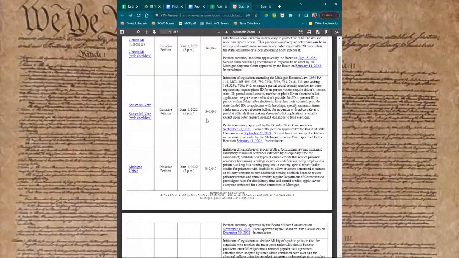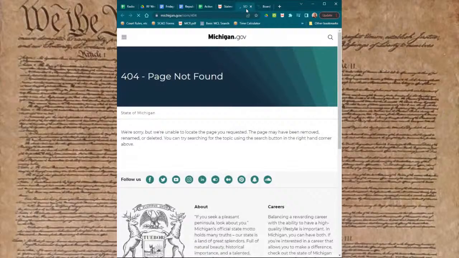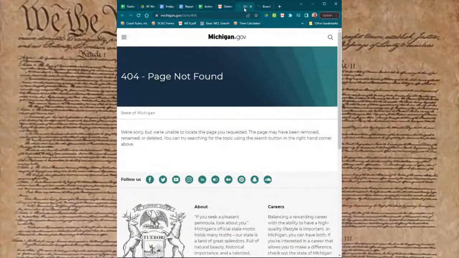Unfortunately, the Secretary of State's website is so crappy and they really don't want to give you information. For example, if you wanted to go read the Unlock Michigan petition right here, let me see. Oh, maybe it's working today. Let's see. We're going to click and see if it gets open. Oh, no, it does open, and you get a 404 page not found. How nice of the state of Michigan. What about Secure Michigan Vote? Oh, no, 404 page not found.